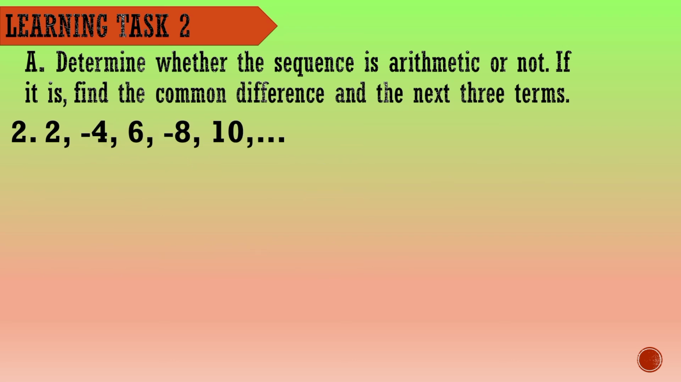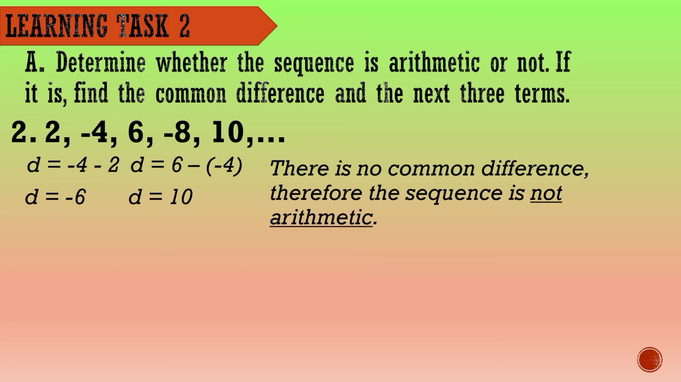Okay? Next, number 2: 2, negative 4, 6, negative 8, and 10. Okay, let's find the difference between each term. Negative 4 minus 2 is negative 6. 6 minus negative 4 is 10. The differences between the terms are different. Negative 6 yung isa, 10 yung isa. There is no common difference. Therefore, the sequence is not arithmetic. Since the sequence is not arithmetic, no need to find the next 3 terms.